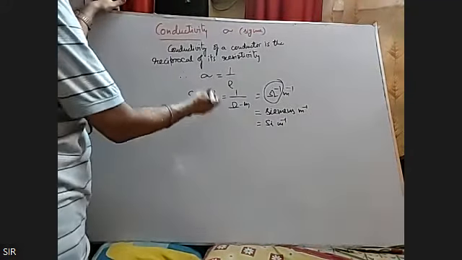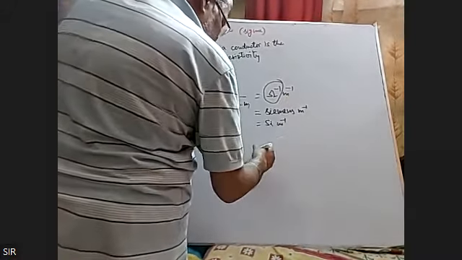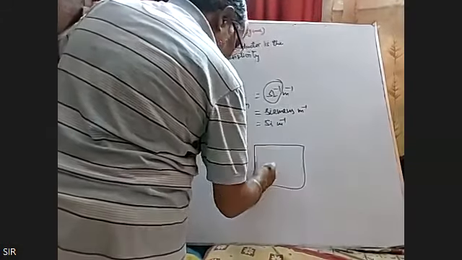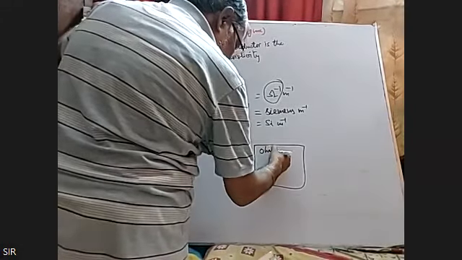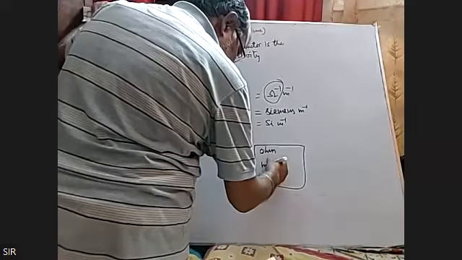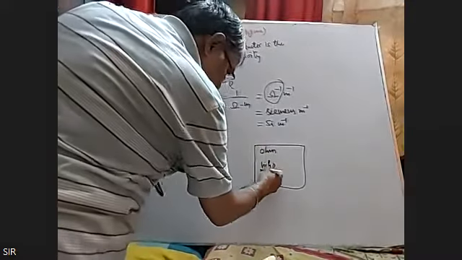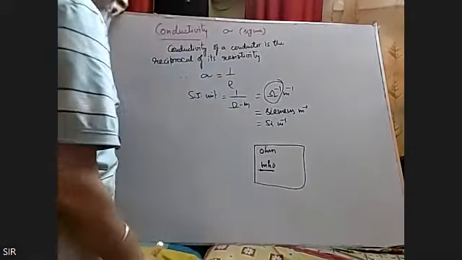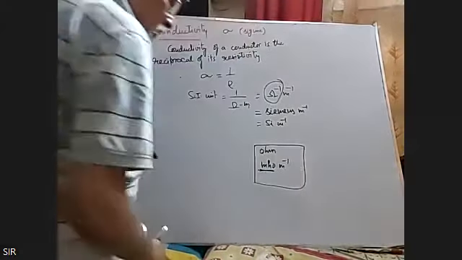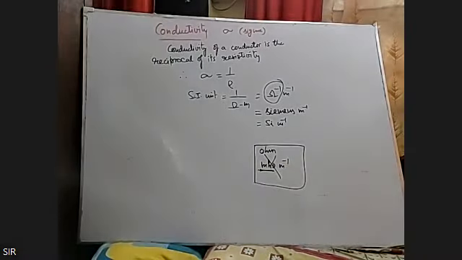Earlier we used to use mho, which is discarded now. What is the spelling of ohm? O-H-M. We used to write it as mho. When I was young, this unit was in practice, so we used to write meter minus 1. Now this is no more in use.